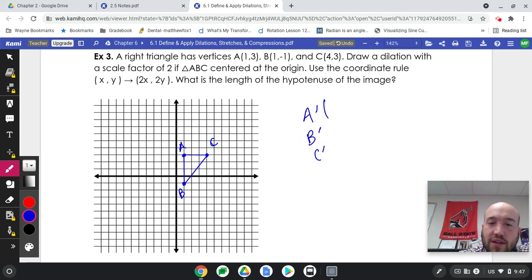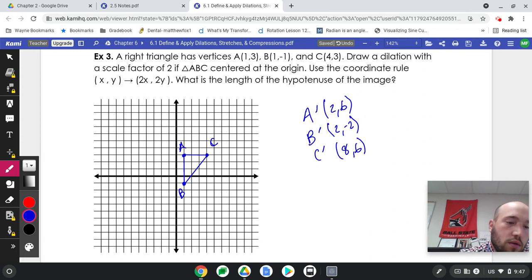So 1, 3 becomes 2, 6. 1, -1 becomes 2, -2. And 4, 3 becomes 8, 6. So I'll plot this over here in red. There's A prime, B prime, and C prime.